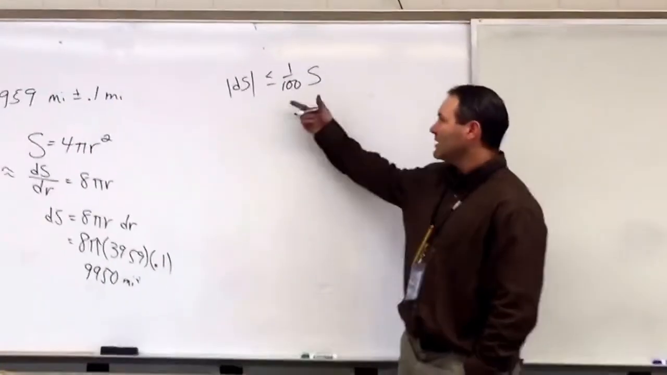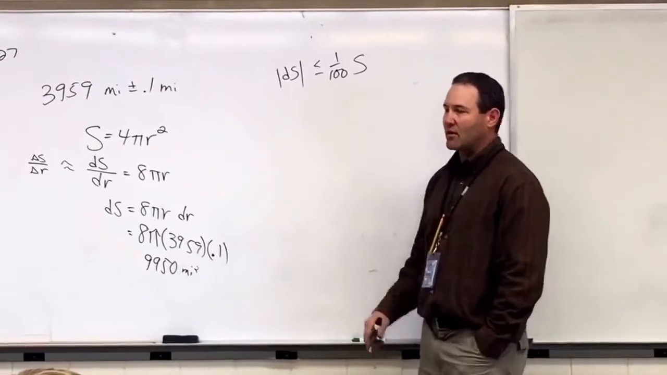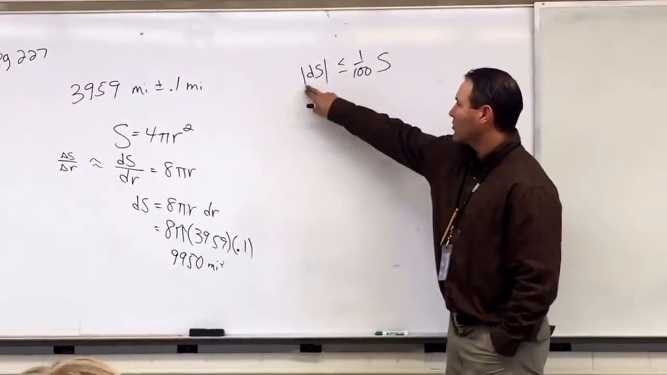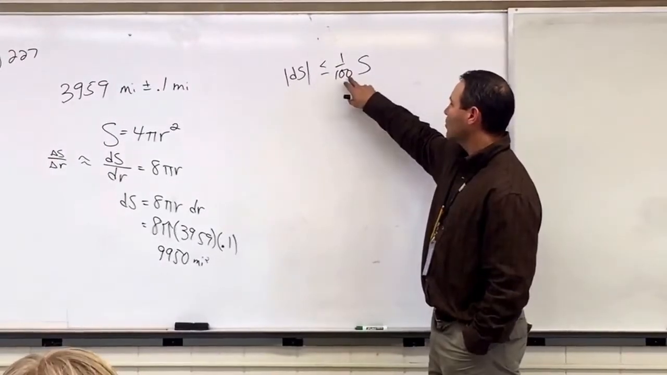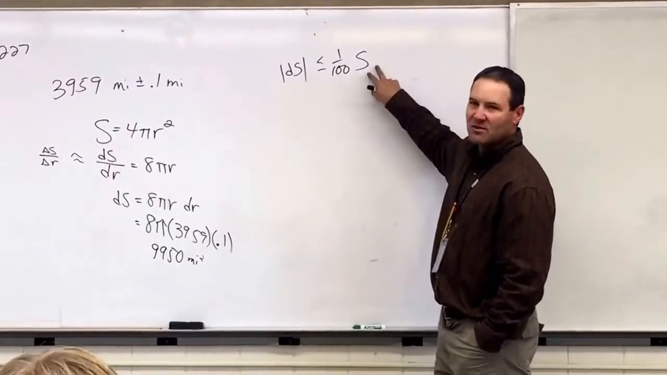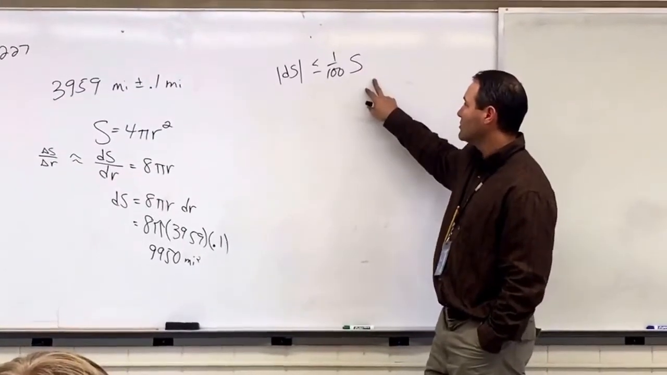If you get here, the rest is kind of a process, but this is something that we have to figure out. So the error, or the change in surface area, the tolerance of the surface area, has to be within 1% of the actual surface area. Does that make sense looking at it anyway? Okay, so now we'll do the process.